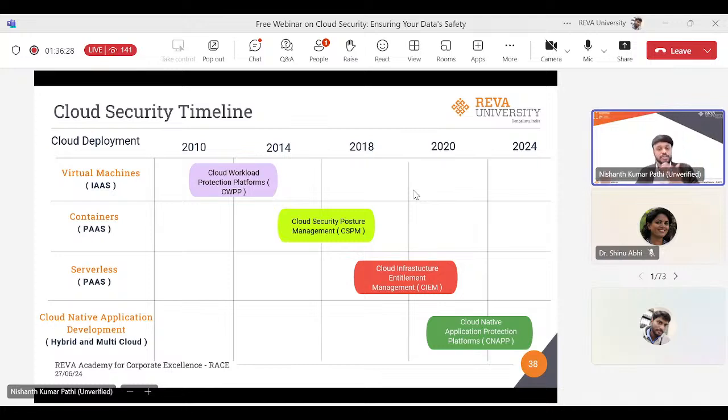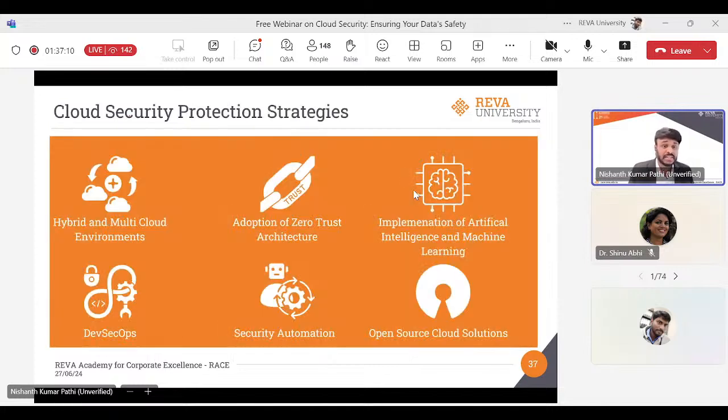And then around 2014 to 18, people started adopting containers, also called platform as a service, where containerization is easy, deployment of applications is easy, multiple versions of the applications can be maintained, and the application configuration is taken care of. So we have tools like cloud security posture management tools. And then people started adopting serverless models around 2020. Then the tool names changed to cloud infrastructure entitlement management. And now many organizations are adopting cloud native application development, which I was telling you about as one of the strategies.